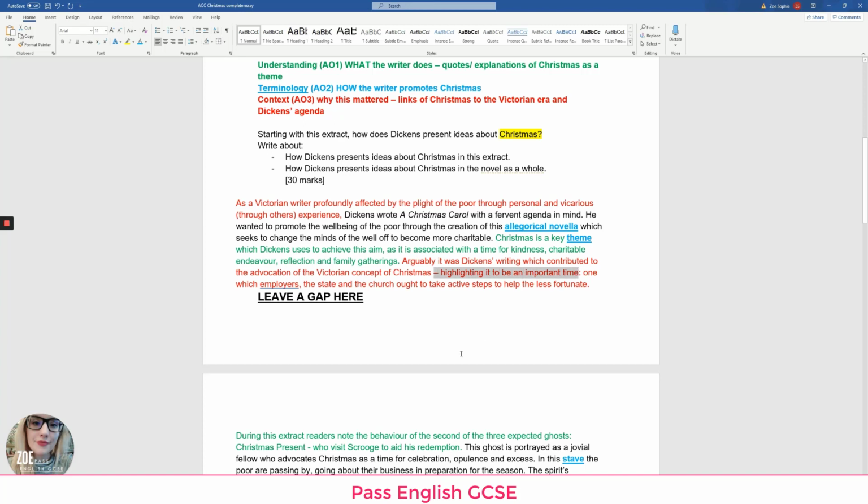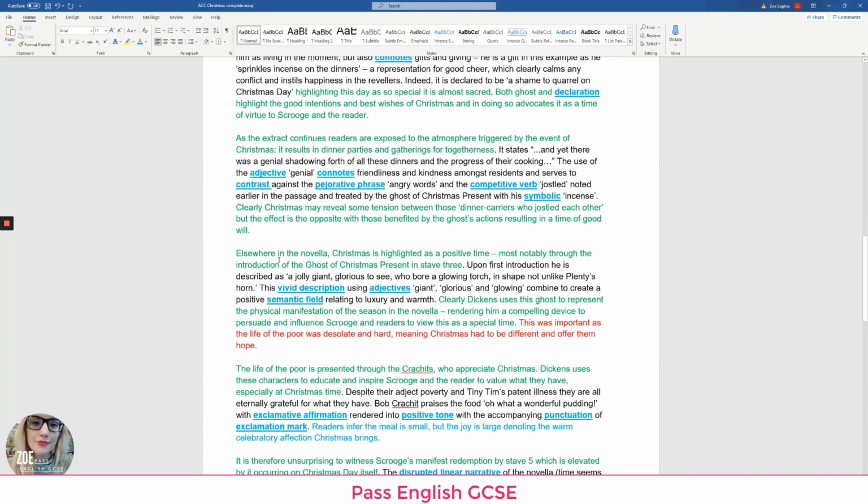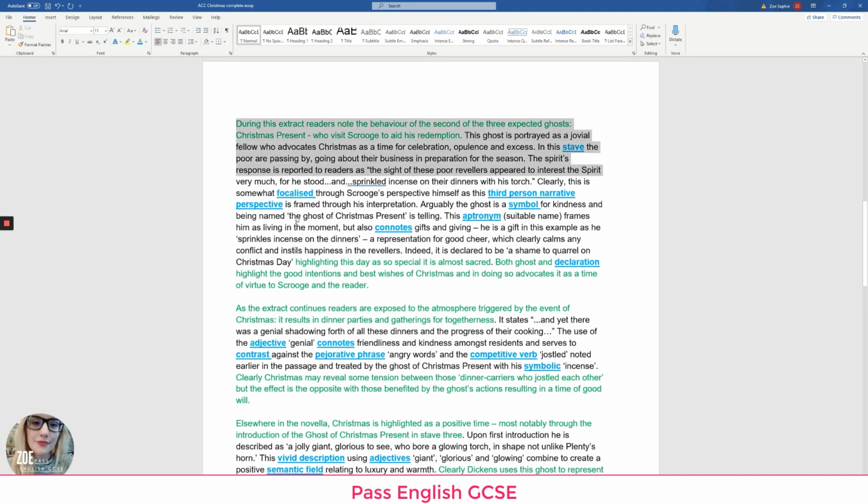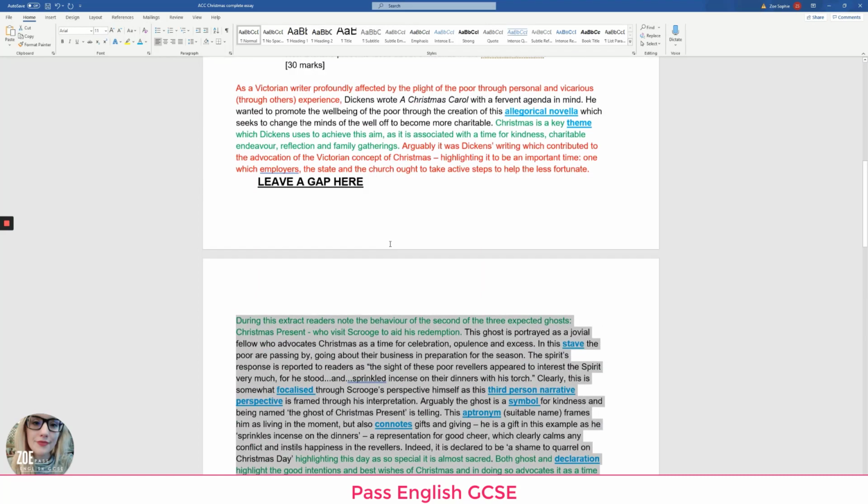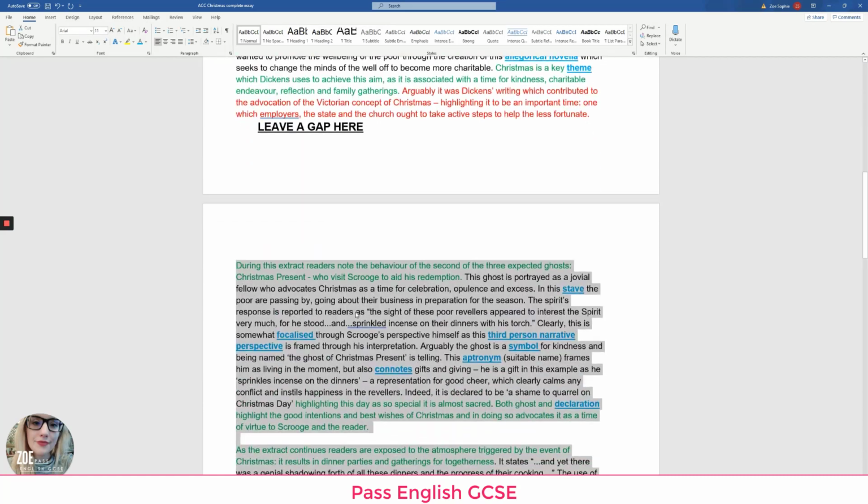See, keeping consistent. This is why I say leave a gap here, because you might write the thing and then write your argument near the end. Okay. Carrying on. As the extract continues, so I'm still on the extract. These paragraph 2 and 3 are all about the extracts. So start with the extract.